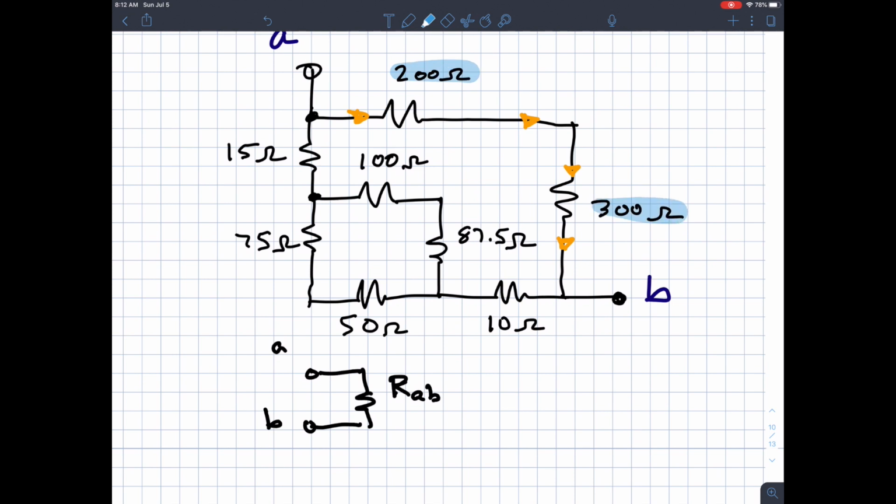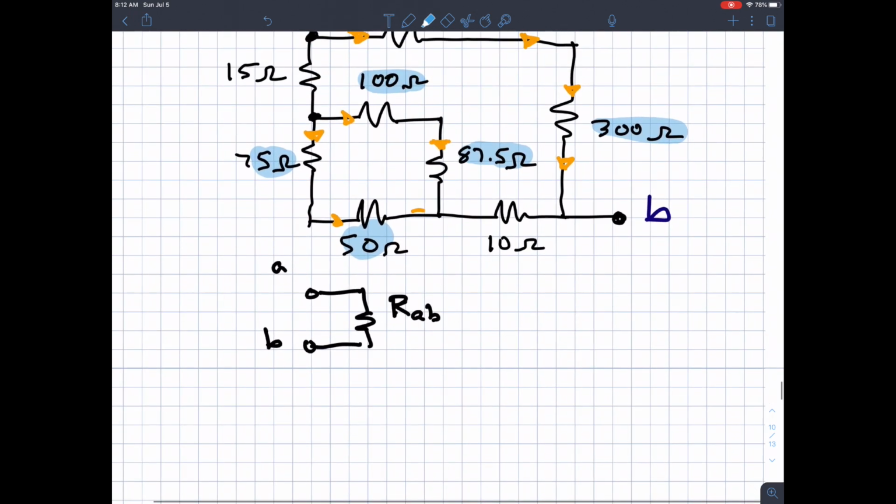Let's highlight the things that are in series. 200 and 300 are in series. Going back, this is a branch current, so the same current flows through the 100 and the 87.5 ohm resistor. So these two are also in series. You can make the same argument about this branch: referencing current this way, the same current flows through both of these, so those would also be in series.